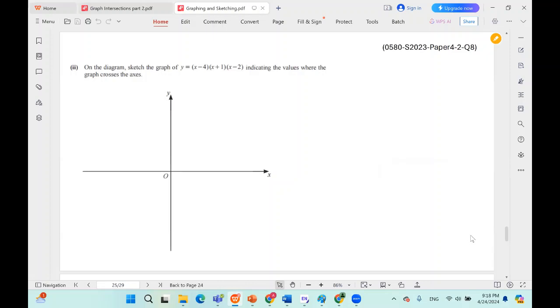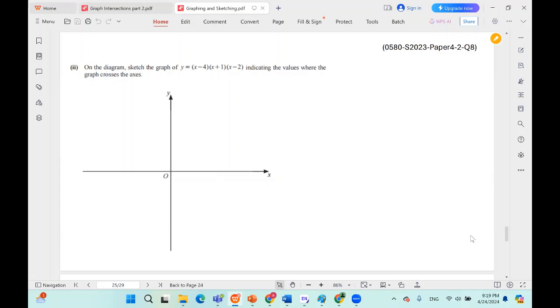On the diagram, sketch the graph of y equals x minus 4, x plus 1, x minus 2, indicating the values where the graph crosses the axes. So here we're given the factored form, and we can get the x-axis points and the y-axis points. In the previous problem, we were not given the brackets, the factors, so we could not get these points.